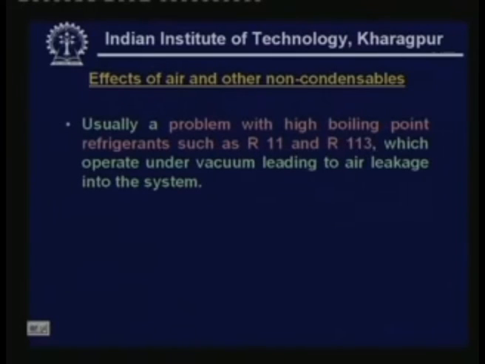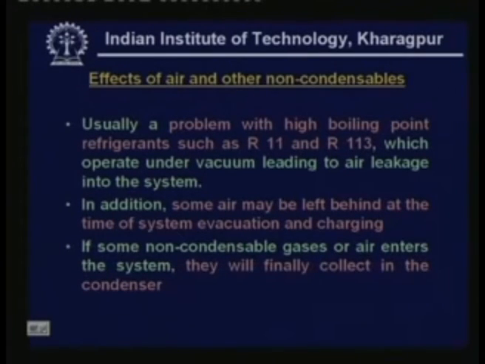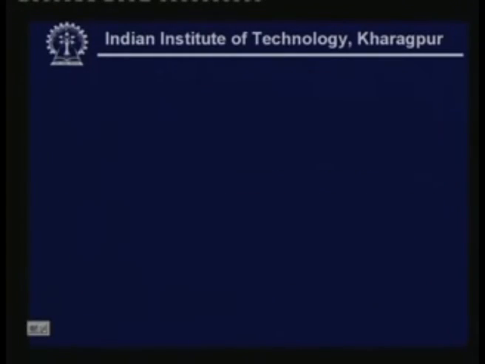And now let us look at effects of air and other non-condensables. This is usually a problem with high boiling point refrigerants such as R11 and R113, which operate under vacuum, leading to air leakage into the system. In addition, some air may be left behind at the time of system evacuation and charging. So because of these two reasons, in addition to refrigerant, you will also find some air or other non-condensable gases inside the system. And if some non-condensable gases or air enters the system, they will finally collect in the condenser. And what is the effect of these non-condensable gases which get collected in the condensers?